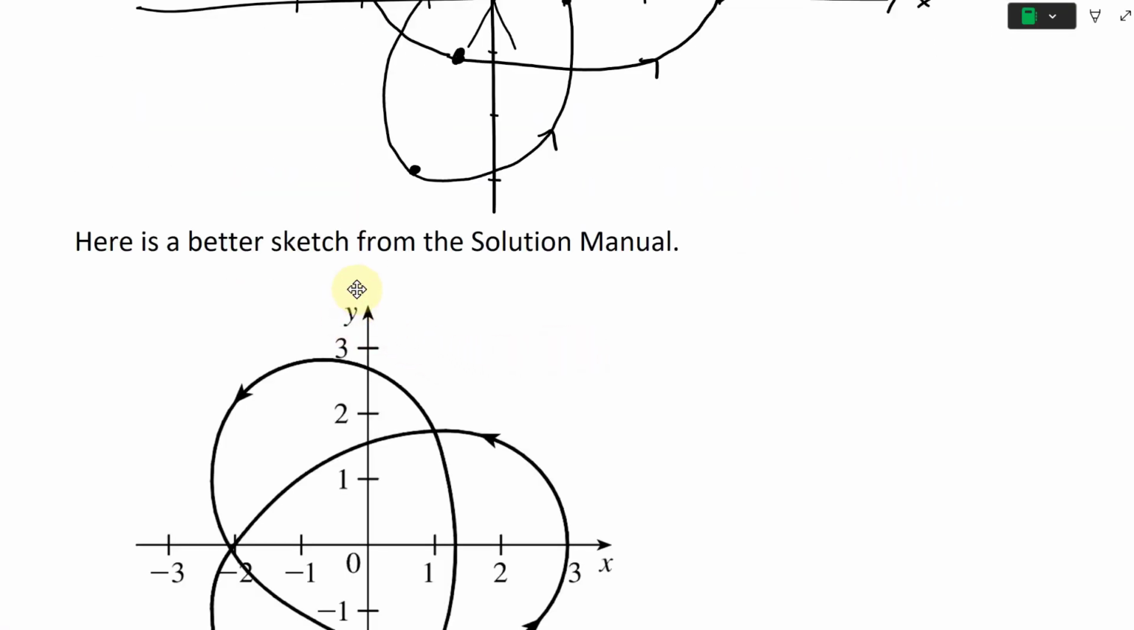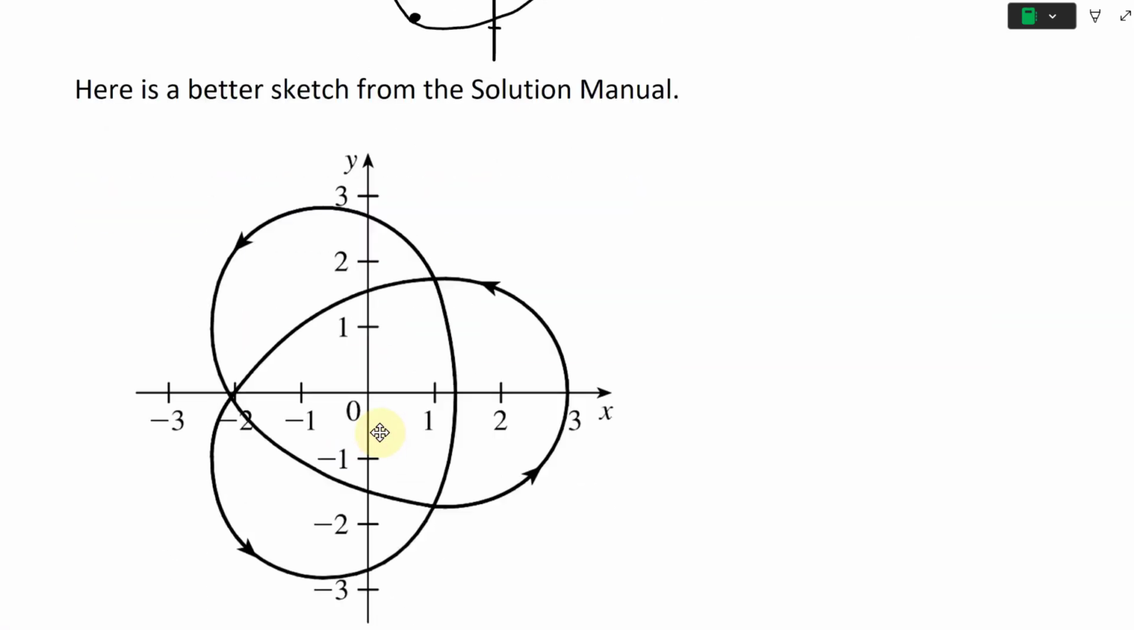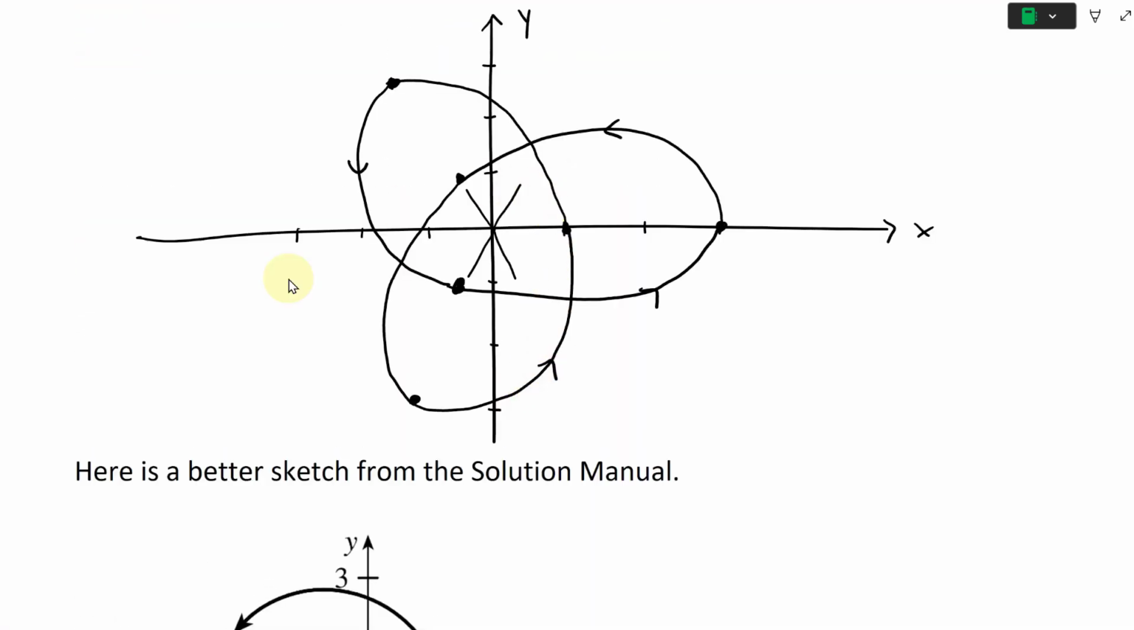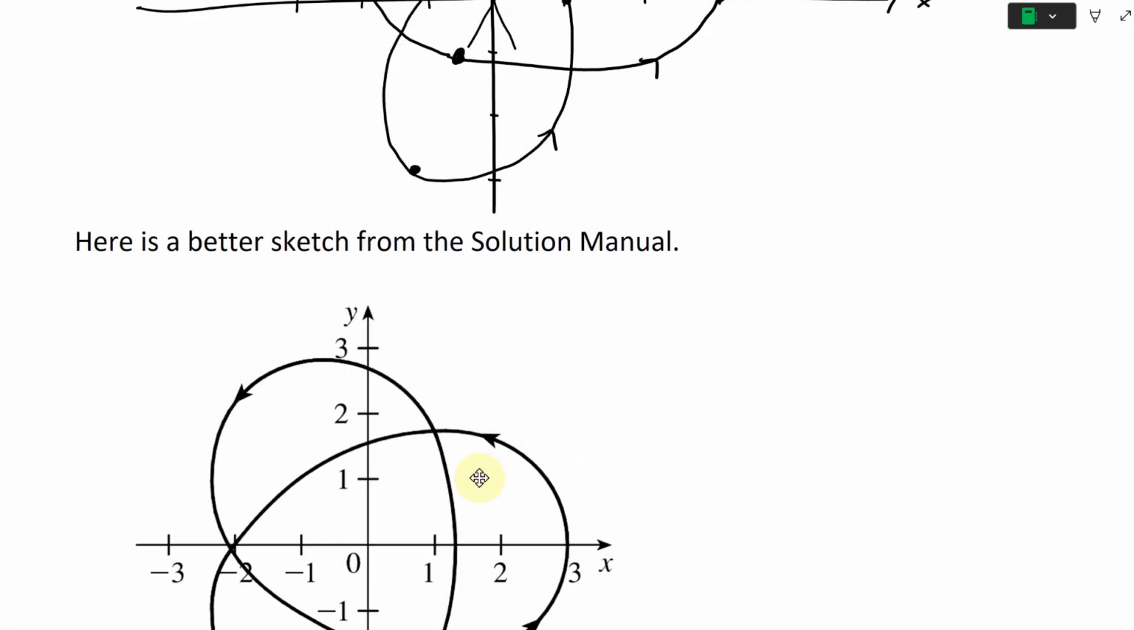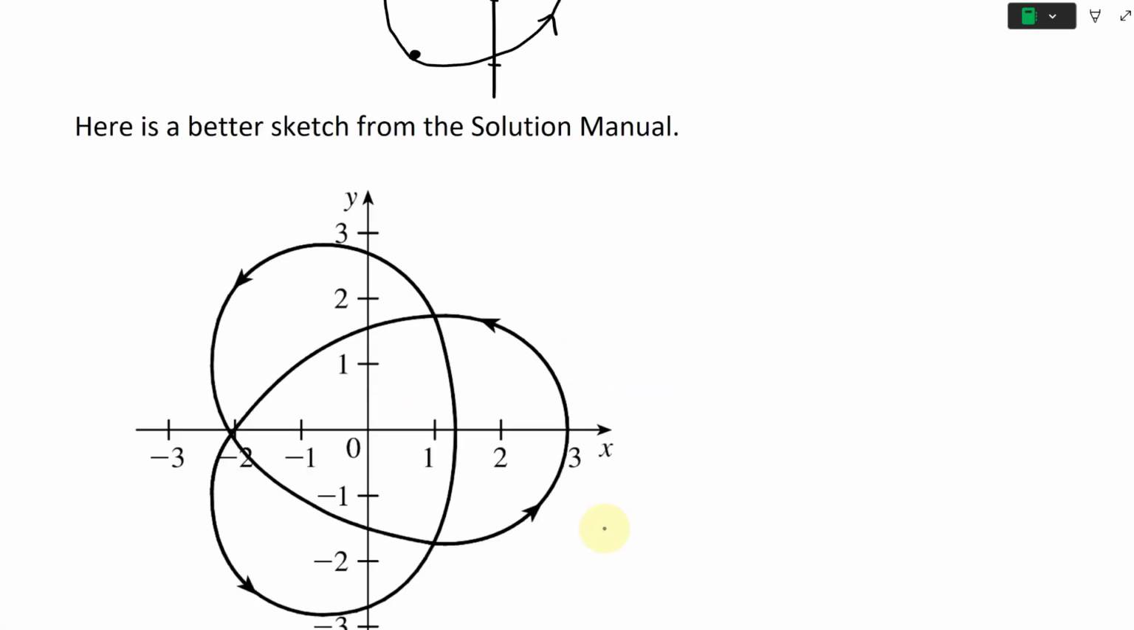And here is a better sketch from the solution manual. I just copied and pasted it here, took a screenshot of it. But yeah, this is just doing it manually. And here it is. You can see the exact same setup here. It goes like this, and then up and down. And this goes also like this.